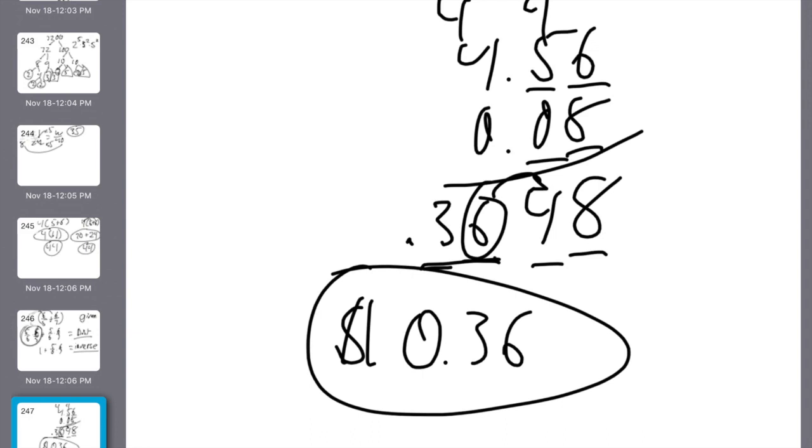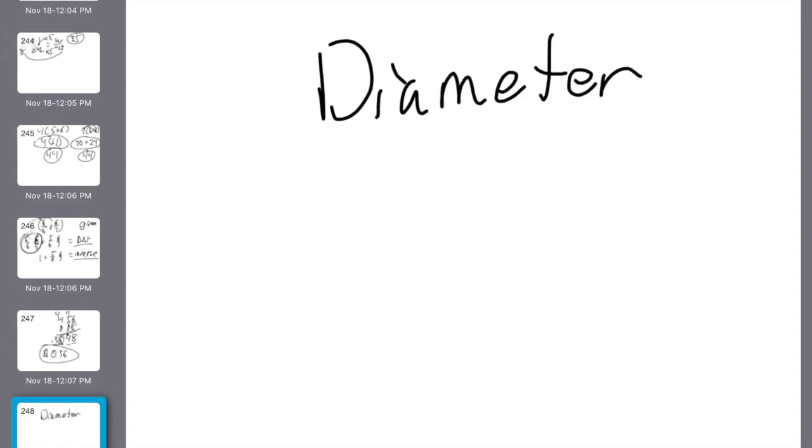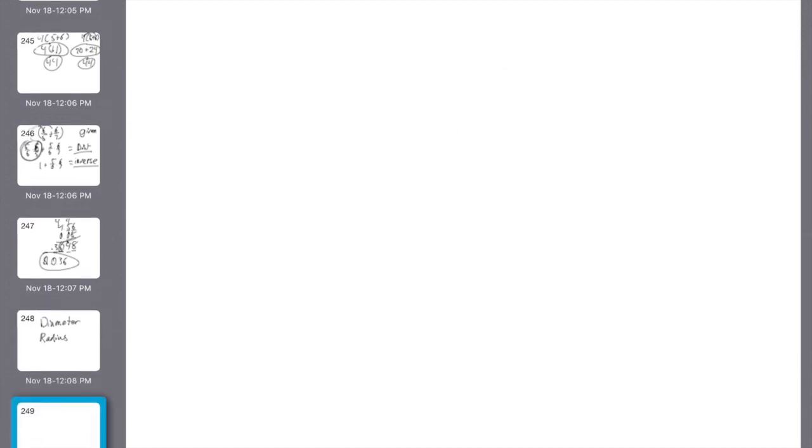Number 24. What are the missing words in the following sentence? The longest chord in the circle is the diameter, guys. It goes all the way across through the middle, which is twice the length of a radius. The diameter is twice the length of a radius.